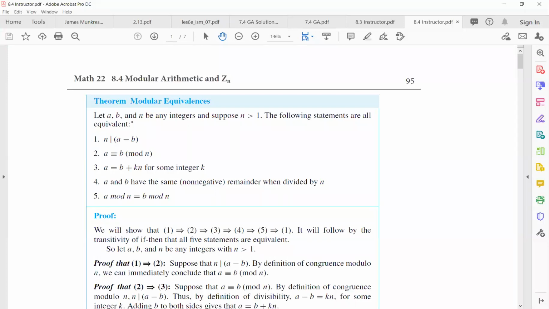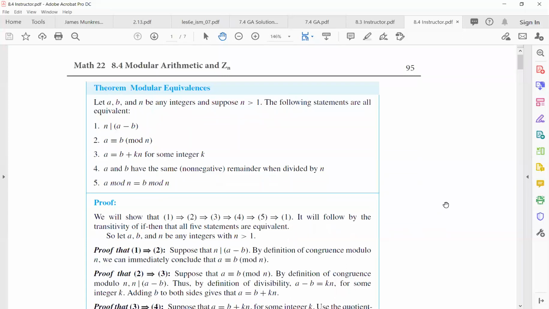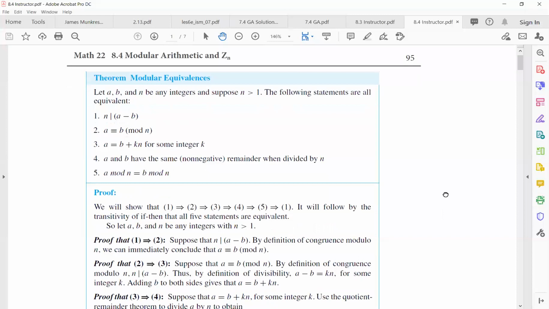N divides the difference between A and B. It means that if you follow the definition, A is congruent to B mod n, or if we use the quotient remainder theorem, A is equal to B plus kn. We can also say that A and B have the same remainder when divided by n, or A mod n is the same as B mod n. We can prove this theorem purely by using the definition.